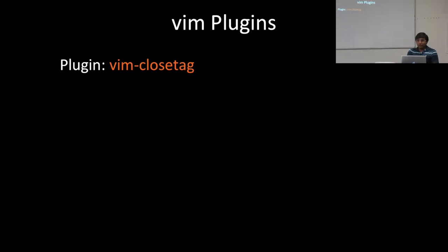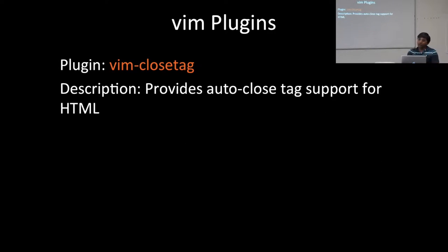The next one is Vim Closetag. Again, I'm working a lot on web, so it's good for me. It provides auto close tag support for HTML. So if you write div and when you close your angle bracket, it will just put the closing div tag at the end. So you don't have to write it. It's like you're working in Sublime or some other IDE which has this kind of functionality.